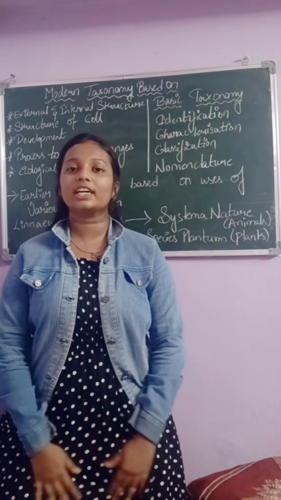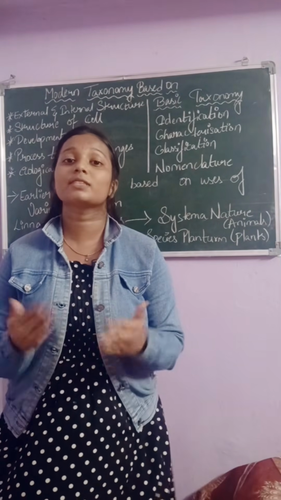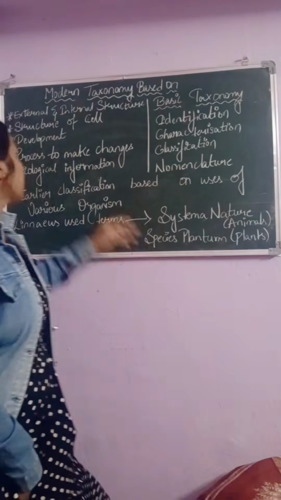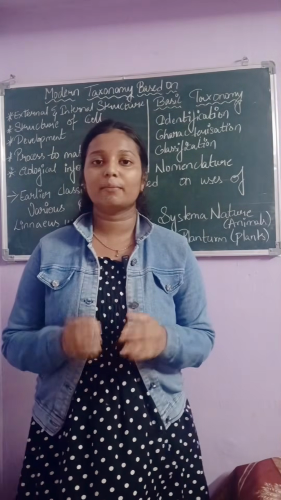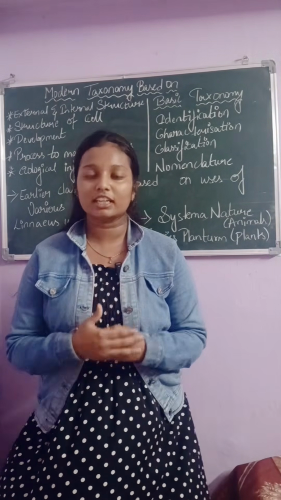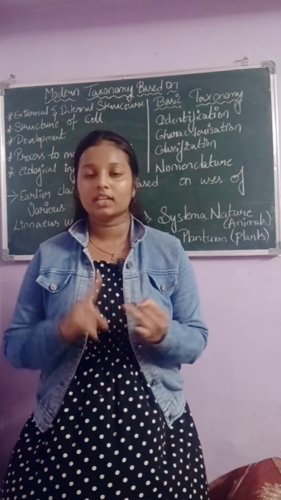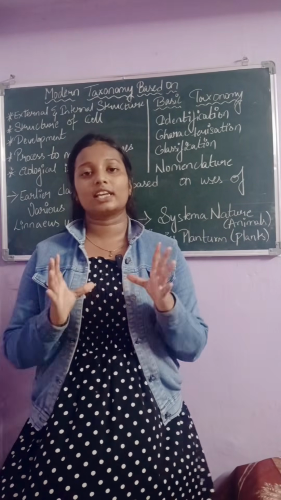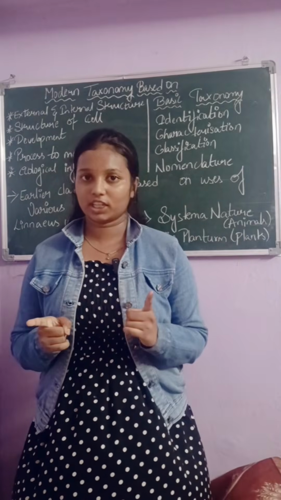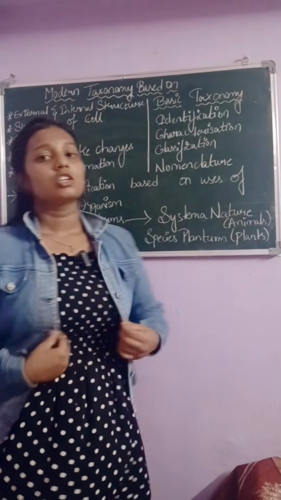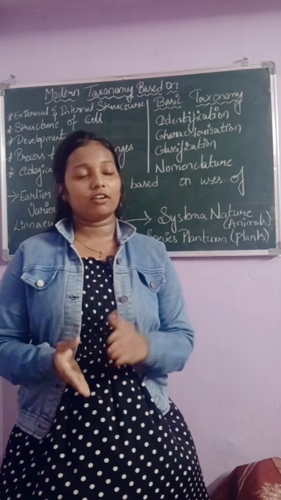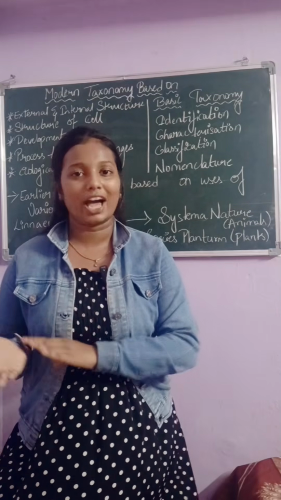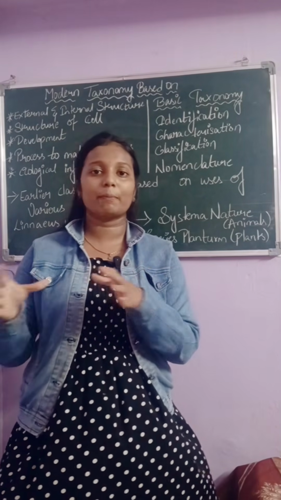In today's video, we're going to learn about the modern taxonomy, what terms it is based on. The first thing is, it is mainly based upon the external and internal structures of a body. The second thing is, it depends upon the structure of the cell, whether the cell is prokaryotic or eukaryotic. Then the development. So whether it is developed, like fishes developed and formed into amphibians, right? So we have to see the development between them.